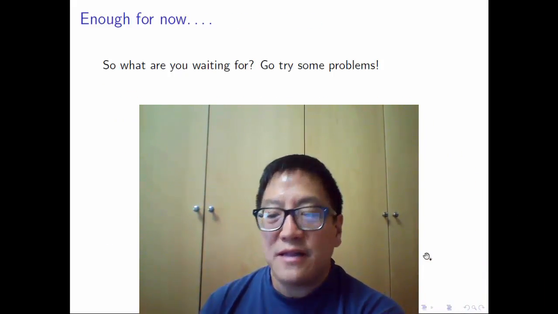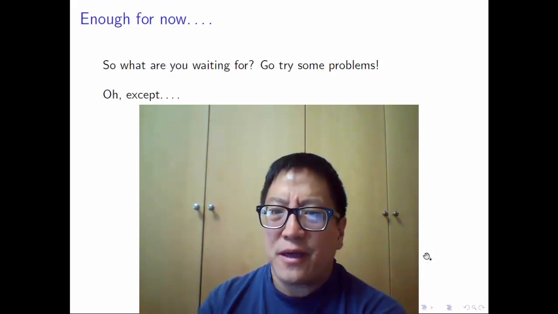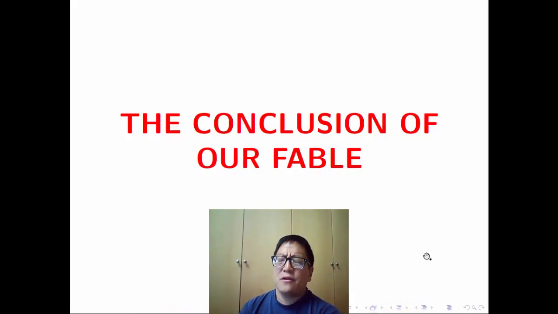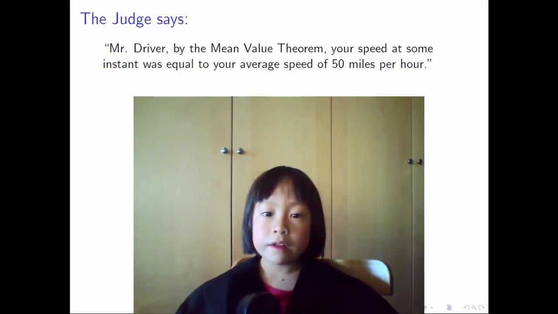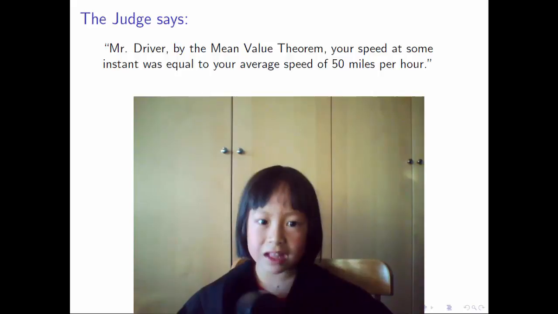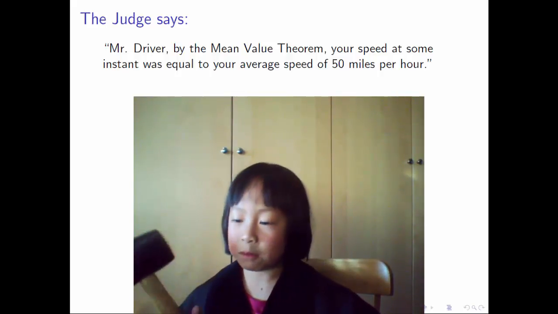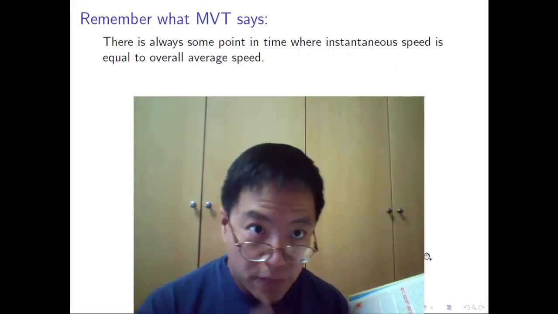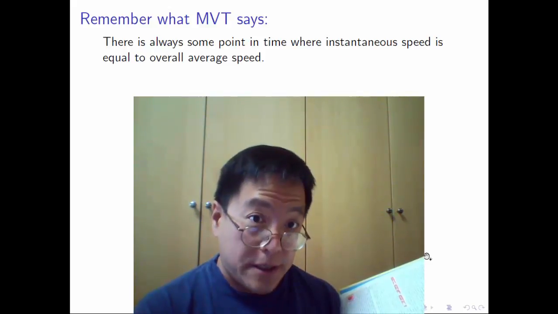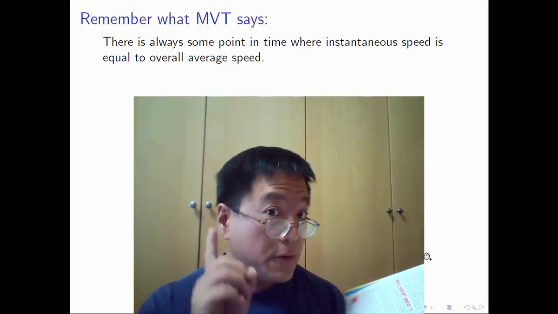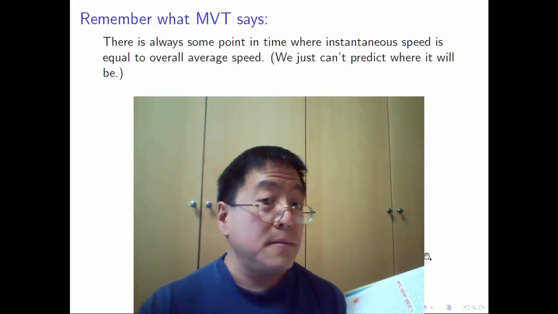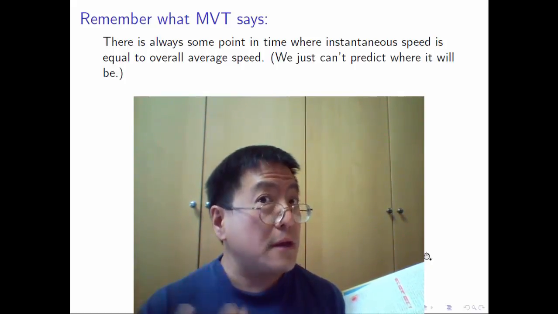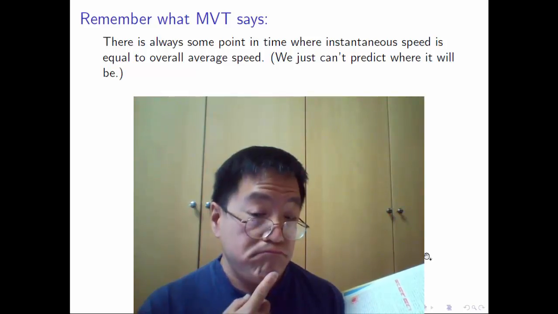All right, so that's enough for now. Well, except for one thing. The conclusion of our fable. Mr. Driver, by the mean value theorem, your speed at some instant was equal to your average speed of 50 miles per hour. So remember what the mean value theorem says, that there is always some point in time where instantaneous speed is equal to overall average speed. We just can't predict where that time will be.